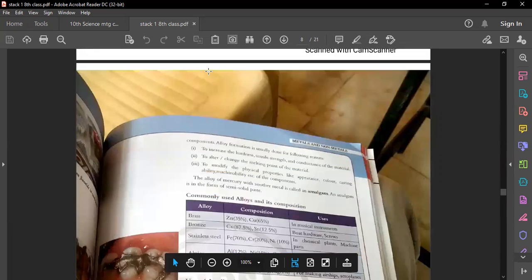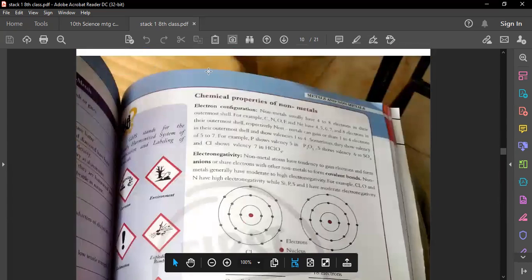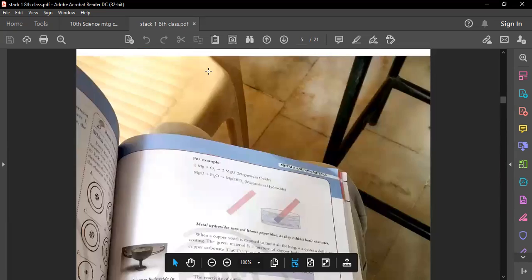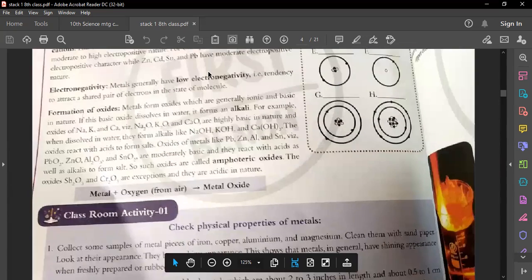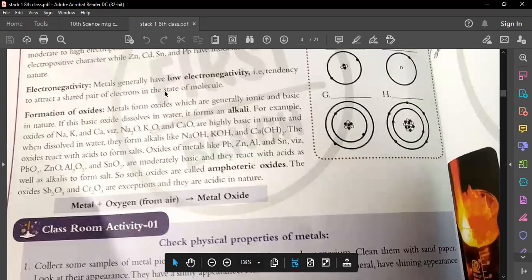So we have started the chemical properties. In the chemical properties, we started with the formation of oxide, right? Yes, sir. Okay. So whenever the metal reacts with the oxygen present in the air, it will form the metal oxide. These metal oxides are what nature? Basic in nature. Good. So if you take any metal and react with the oxygen, it will form metal oxide.